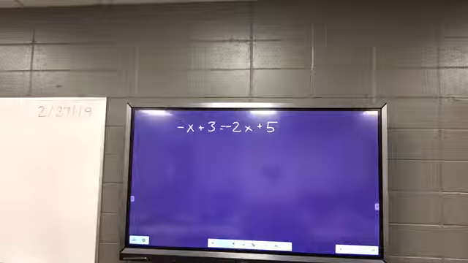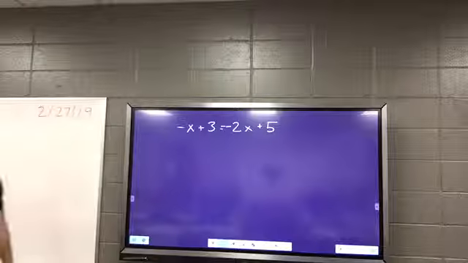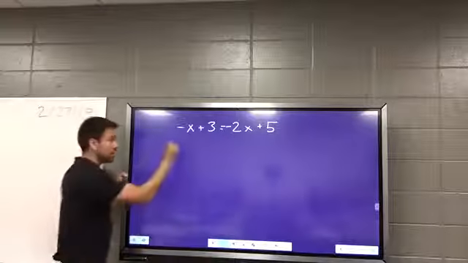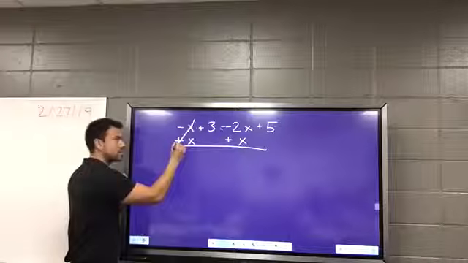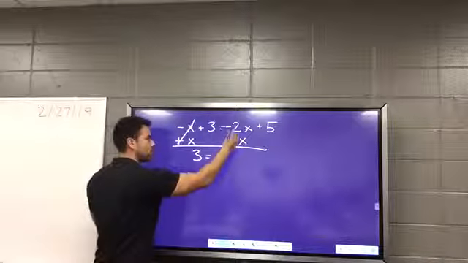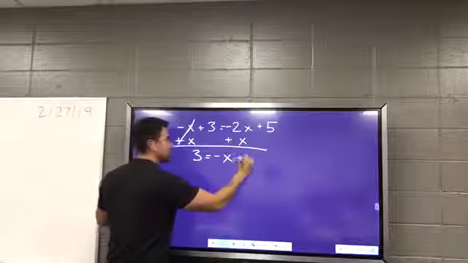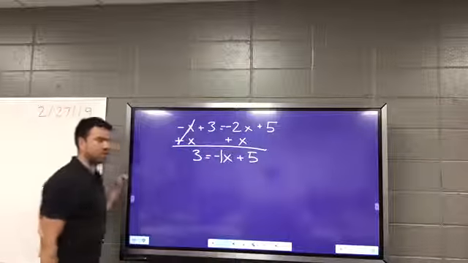Okay, how do I solve this one? How would you do it? Philip? You can add x to both sides. And then that cancels out. I'm left with 3 equals negative x plus 5, or negative 1x plus 5.